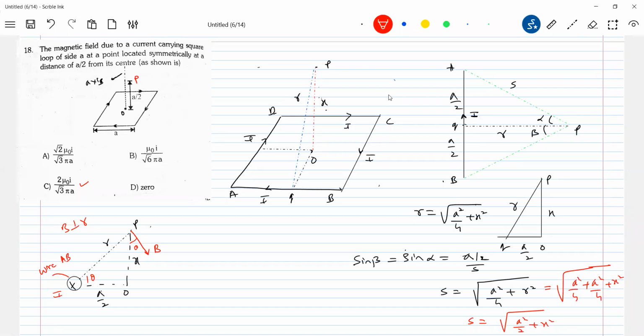I'll substitute later, because all the A by 2s will get confused. In the end we'll make it that, because with A by 2 all the confusion will come. That's why I just made that as X. So now you got the value of S. Substitute here, get sine alpha, sine beta. Then again in the formula, B equal to mu naught I by 4 pi R.